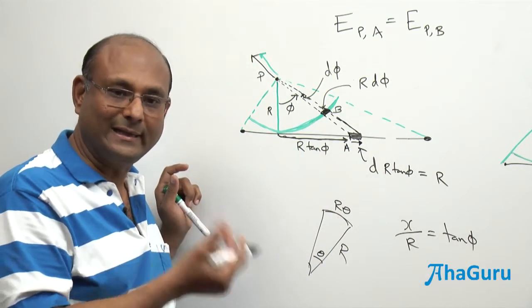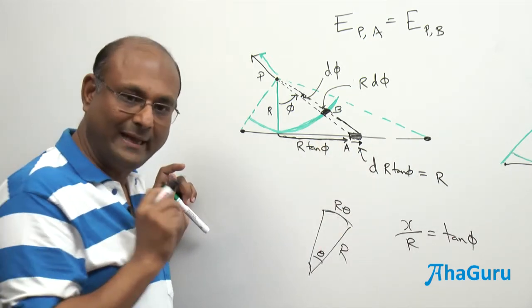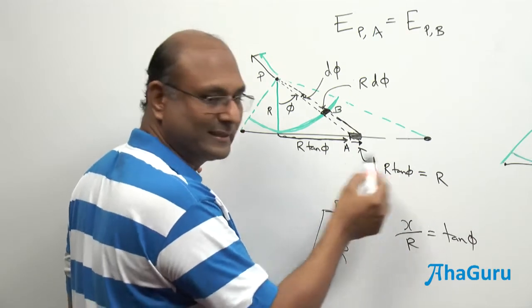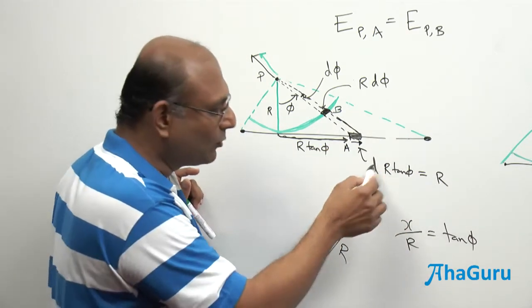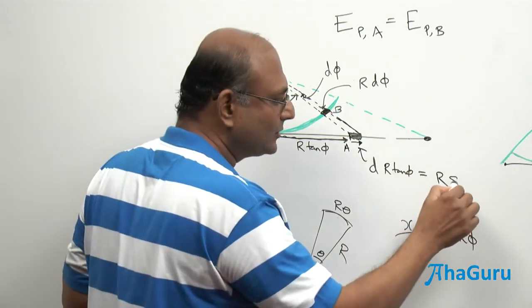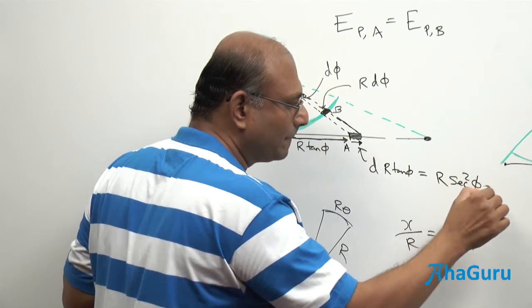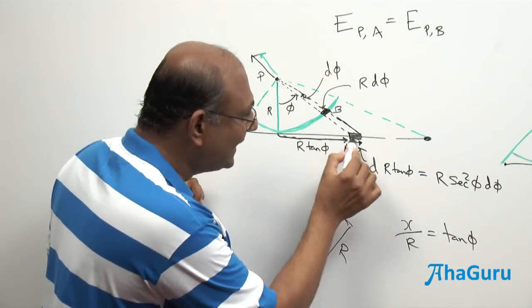Secant square theta d theta. d of tan phi is secant square phi d phi. Well, if I want just differentiation, then you divide it by d phi. We don't want a differentiation done here. We only want a differential element, and so that is secant square phi d phi. So that tells you how much length I have.